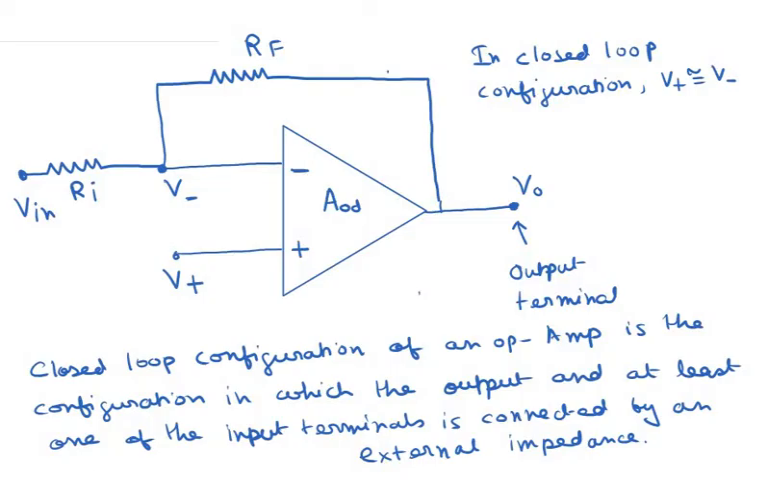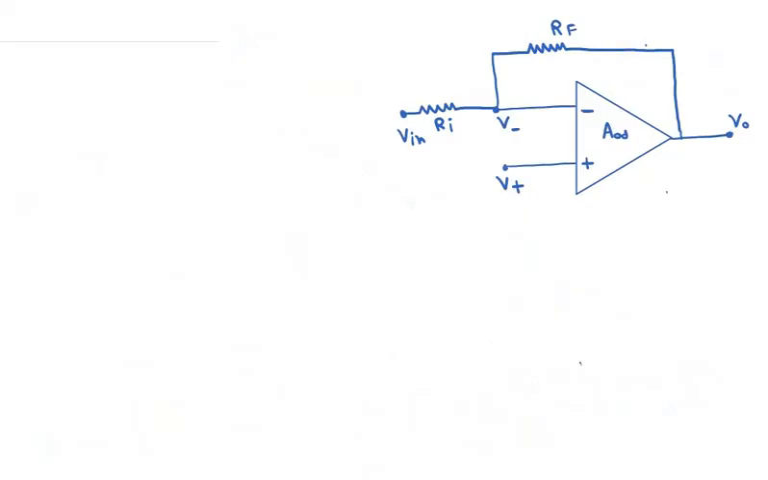Okay, now we will derive this virtual short property of the op amp. So let us see how this property appears. Let us consider this closed loop configuration of an op amp, and we know that if the output voltage lies in the range of plus V bias and minus V bias, then the equation relating the output voltage to the input voltage is given by V0 equal to AOD, which is the open loop gain of the op amp, into V plus minus V minus. This equation we have seen earlier.